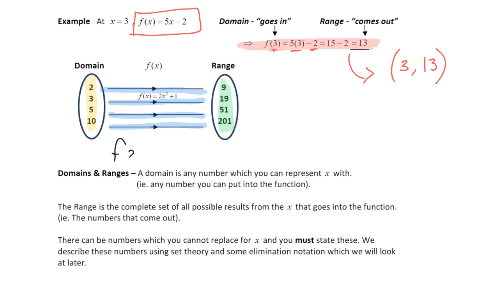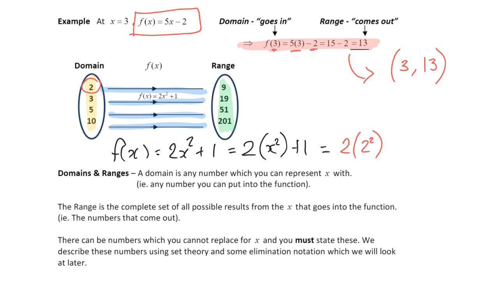If we had to take that, we would have f of x equals 2x squared plus 1, not something we're going to deal with just yet. So we would have 2 times x squared plus 1. And at each stage, we have to square the x, times it by 2, and add 1. So there's a fair few stages here. In the first instance, if we had f of 2, then that would be 2 times 2 squared plus 1. 2 squared is 4, times 2 is 8, add 1 gives us 9, and that's the value that comes out. So at each stage, if we do the same, 3 squared is 9, times 2 is 18, add 1 is 19, 5 squared is 25, times 2 is 50, add 1 is 51, and so on and so forth.